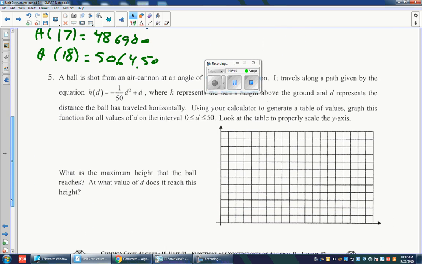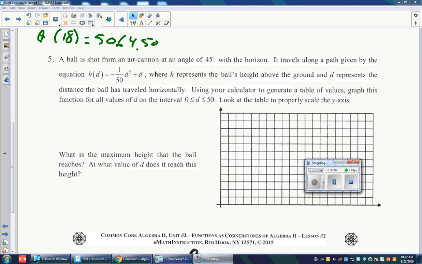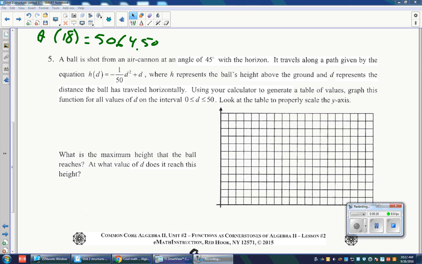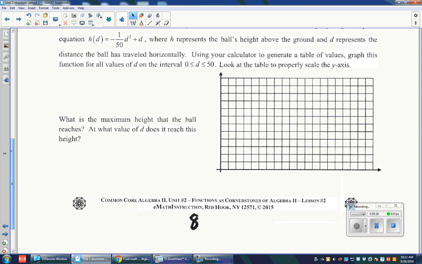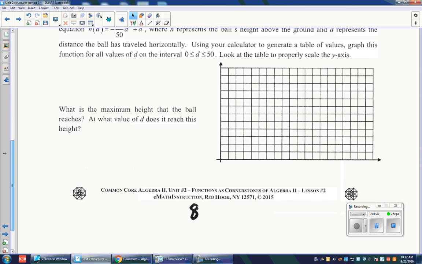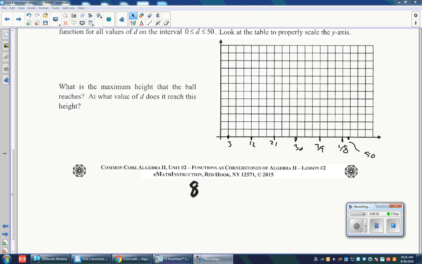A ball is shot from an air cannon at an angle of 45 degrees with the horizon. It travels along the path given by that equation, where h represents the ball's height and d represents the distance the ball travels horizontally. Go from 0 to 50. Count the scale. I counted by threes because counting by twos, there weren't 25 blocks there, and it says go from 0 to 50.